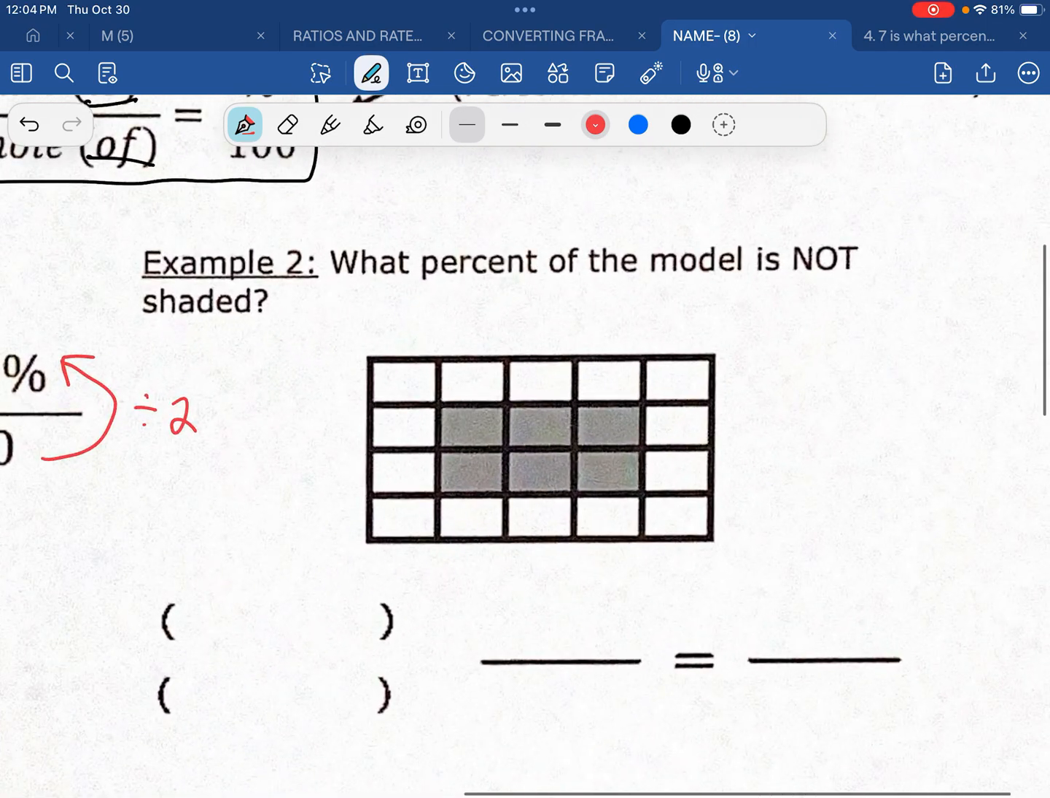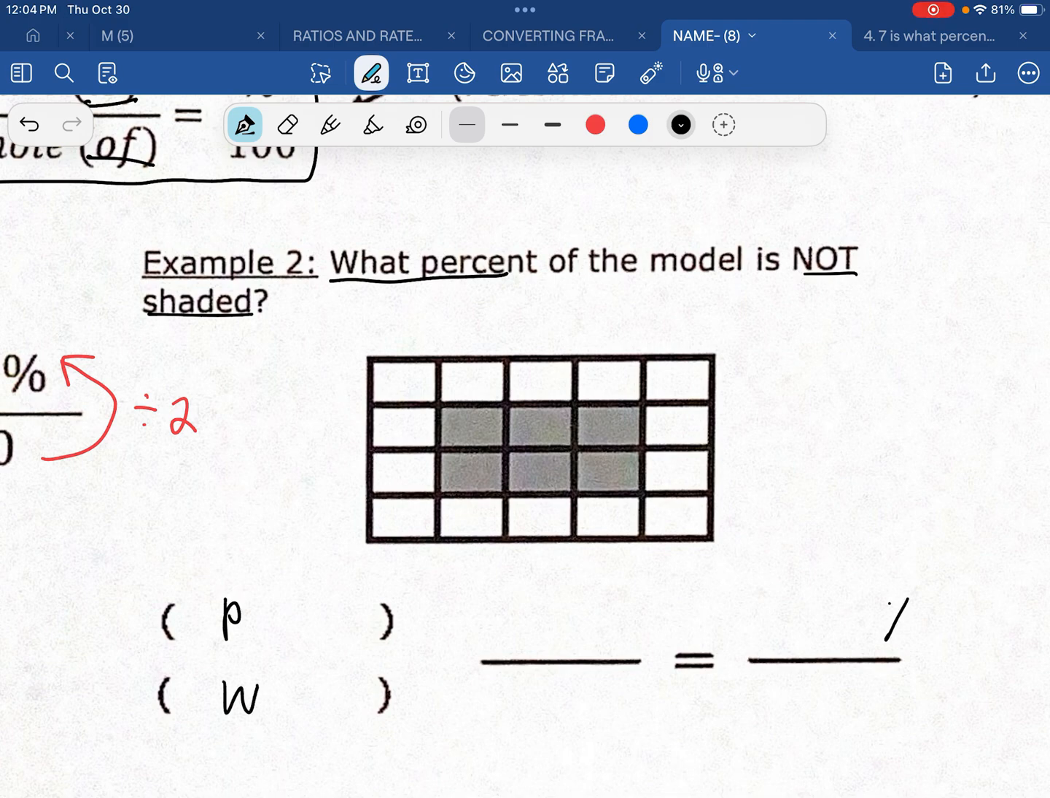Okay, on example 2, it says what percent of the model is not shaded. So I'm looking for a percent. I know I'm going to have to do part over whole equals percent over 100. I'm going to set this up every time. Okay, the whole is how many total squares there are in this case. So 1, 2, 3, 4 by 1, 2, 3, 4, 5. So there are 20 total rectangles.